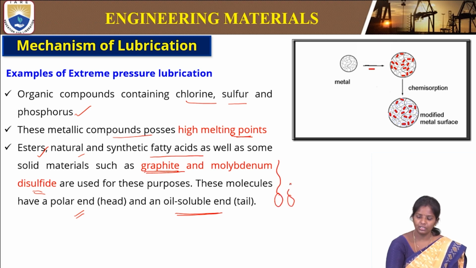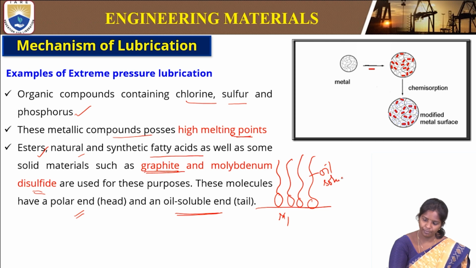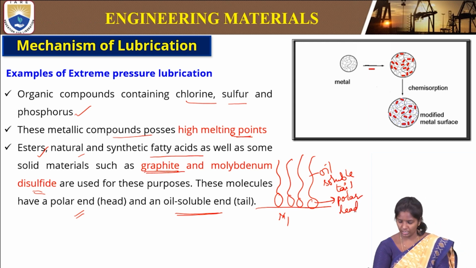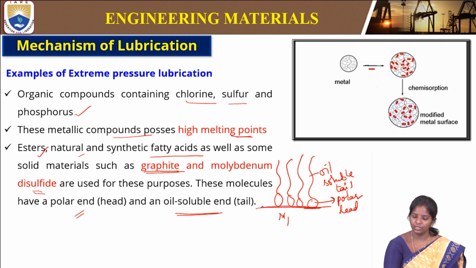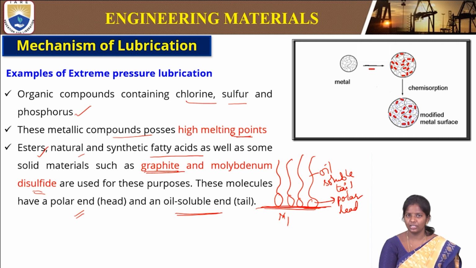What we have seen previously is like this. This is the metal, the polar head and the oil soluble tail. It is absorbed onto the metal surface, by either physisorption or chemisorption. If the chemical reaction takes place, it forms a modified metal surface. The metal surface is modified with this lubricant.